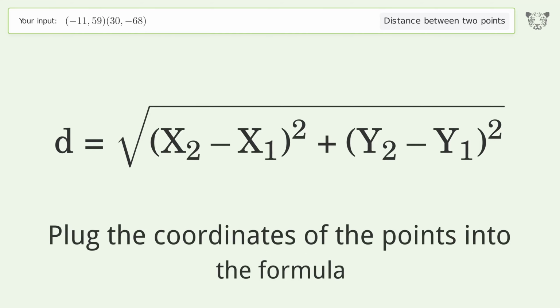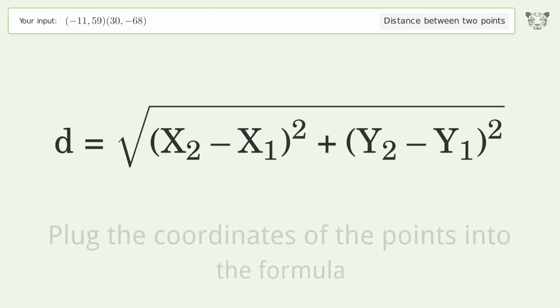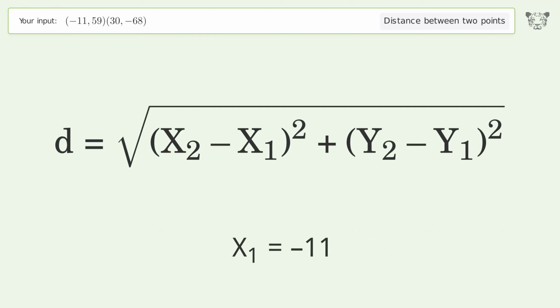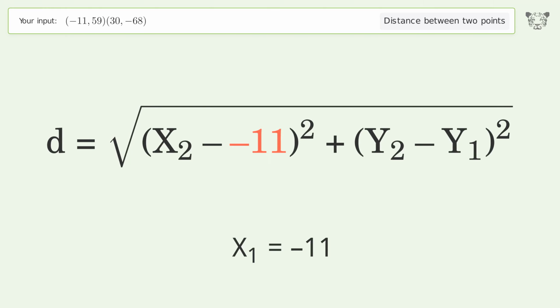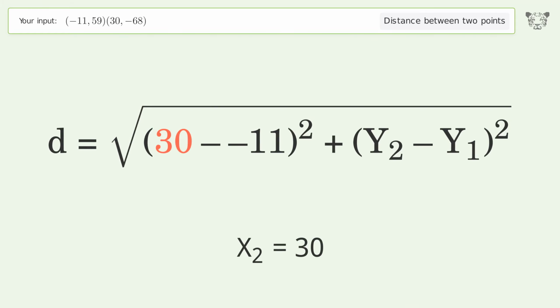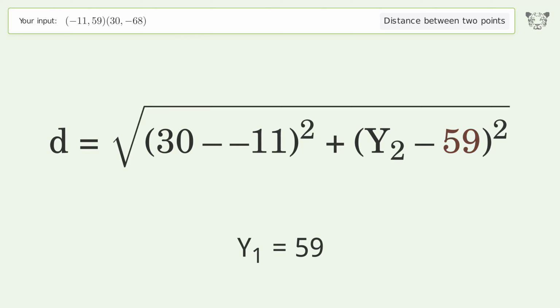Plug the coordinates of the points into the formula. x1 equals -11. x2 equals 30. y1 equals 59. y2 equals -68.